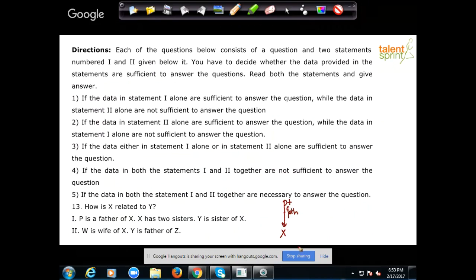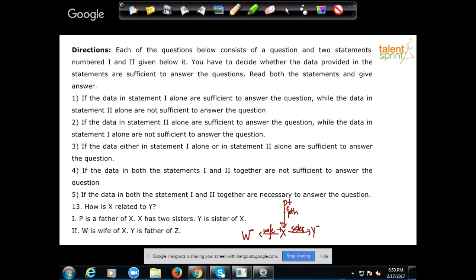X has 2 sisters and Y is the sister. So X has 2 sisters, Y is one of them, which means that Y is a female, only then can Y be a sister. Then W is the wife of X. If W is the wife, she has to be female, which means that X has to be male.